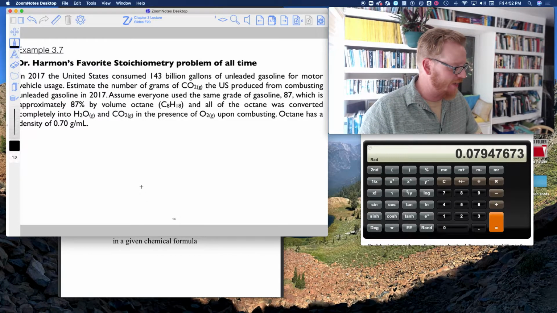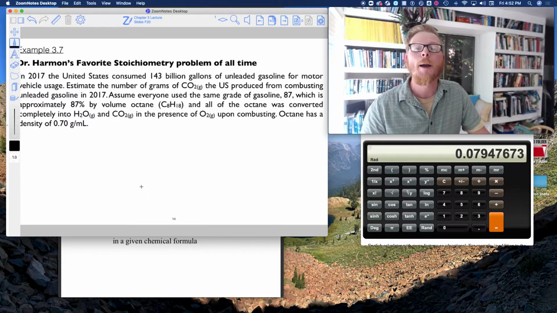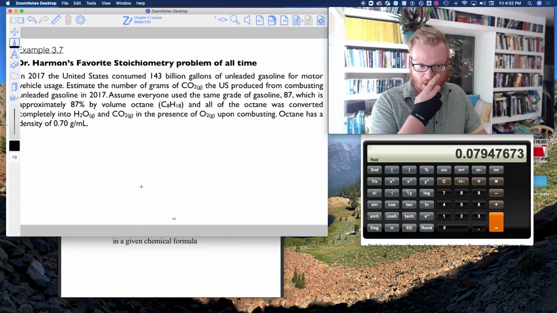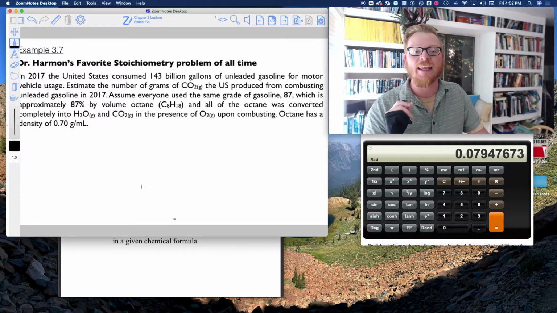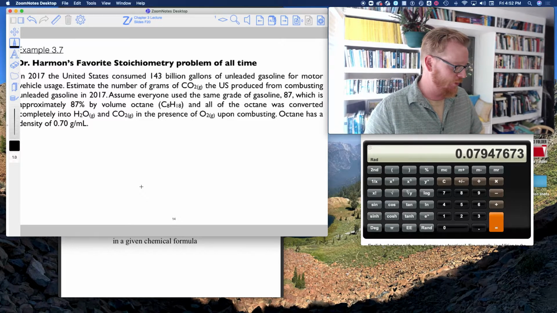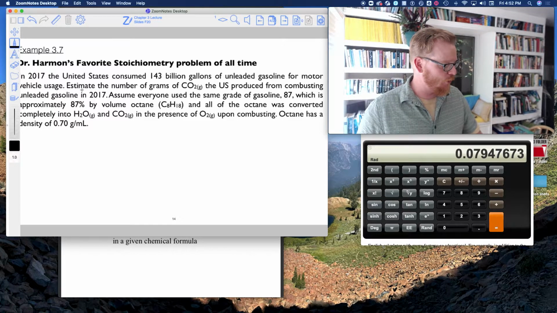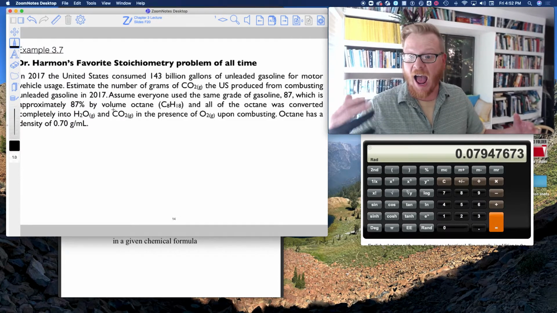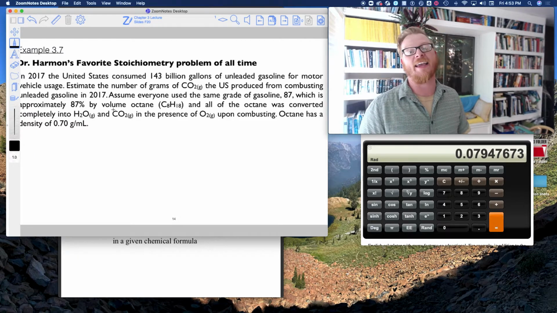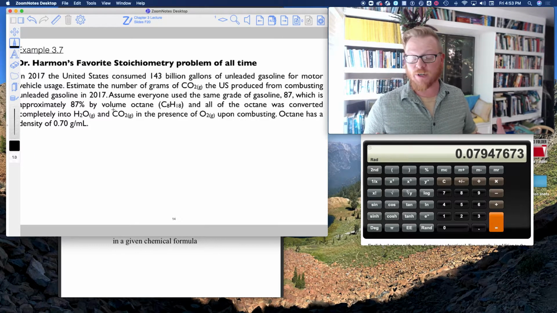In 2017, the United States consumed 143 billion gallons of unleaded gasoline. That's for real. That's a real number that I looked up. 143 billion gallons of unleaded gasoline for motor vehicle use. Estimate or calculate the number of grams of CO2 the U.S. produced from combusting gasoline in 2017. Okay? That's what you're trying to do. How much CO2 did all of that gasoline put in the atmosphere? Right? It's a pretty simple question. If we consumed all of this gasoline, how much carbon dioxide did it put in the air? Okay? Simple question, not so simple to calculate it.